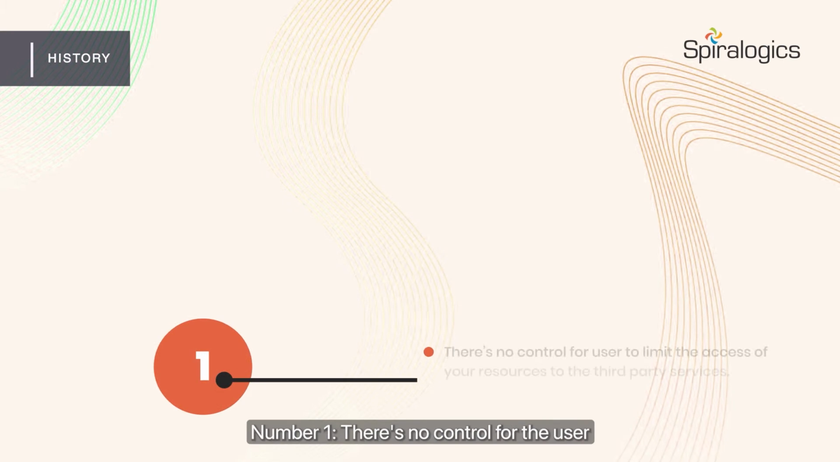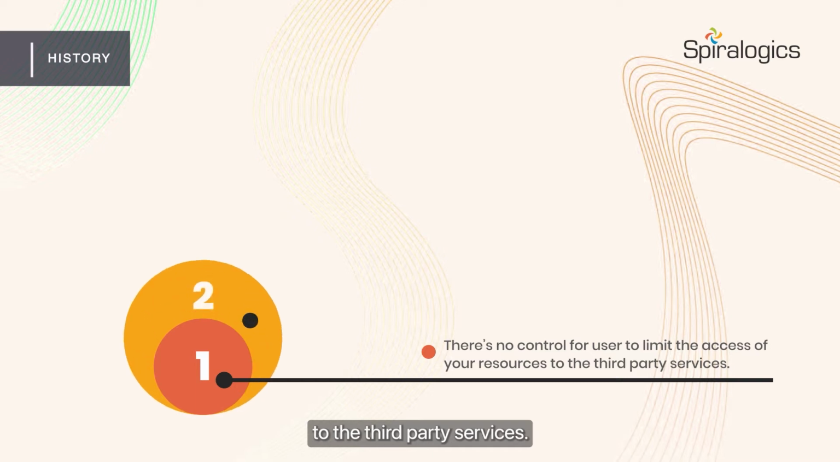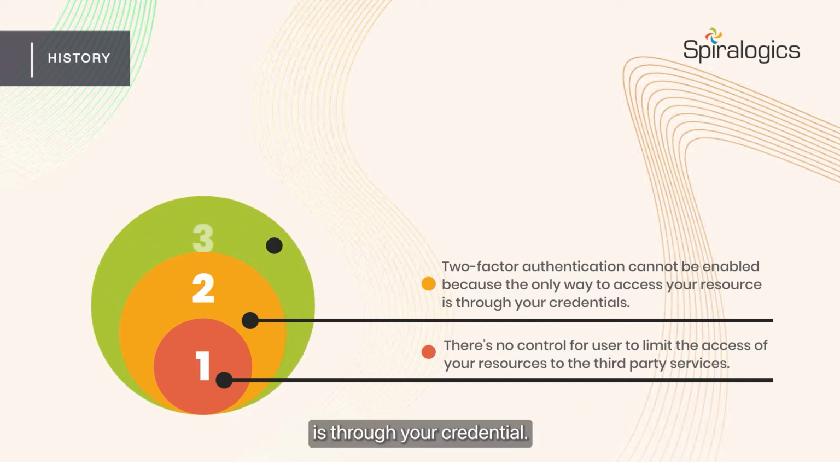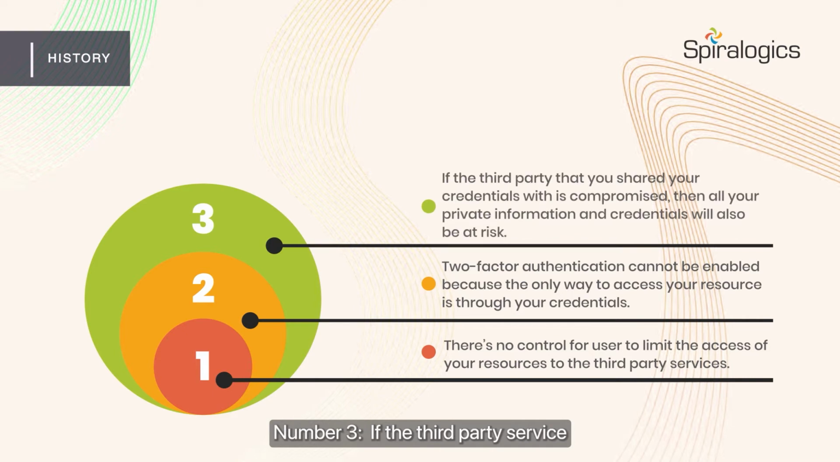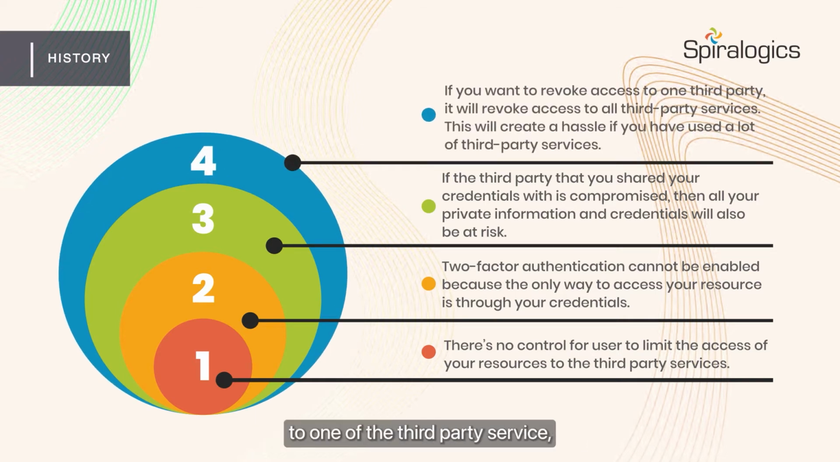Number one, there's no control for the user to limit the access of your resources to the third-party services. Number two, two-factor authentication cannot be enabled because the only way to access your resource is through your credential. Number three, if the third-party service that you have shared your credential with is compromised, then all your private information and your credential will also be at risk. Number four, if you want to revoke access to one of the third-party services, then you'll have to revoke access to all other third-party services too. This will create a hassle if you have been using a lot of third-party services.